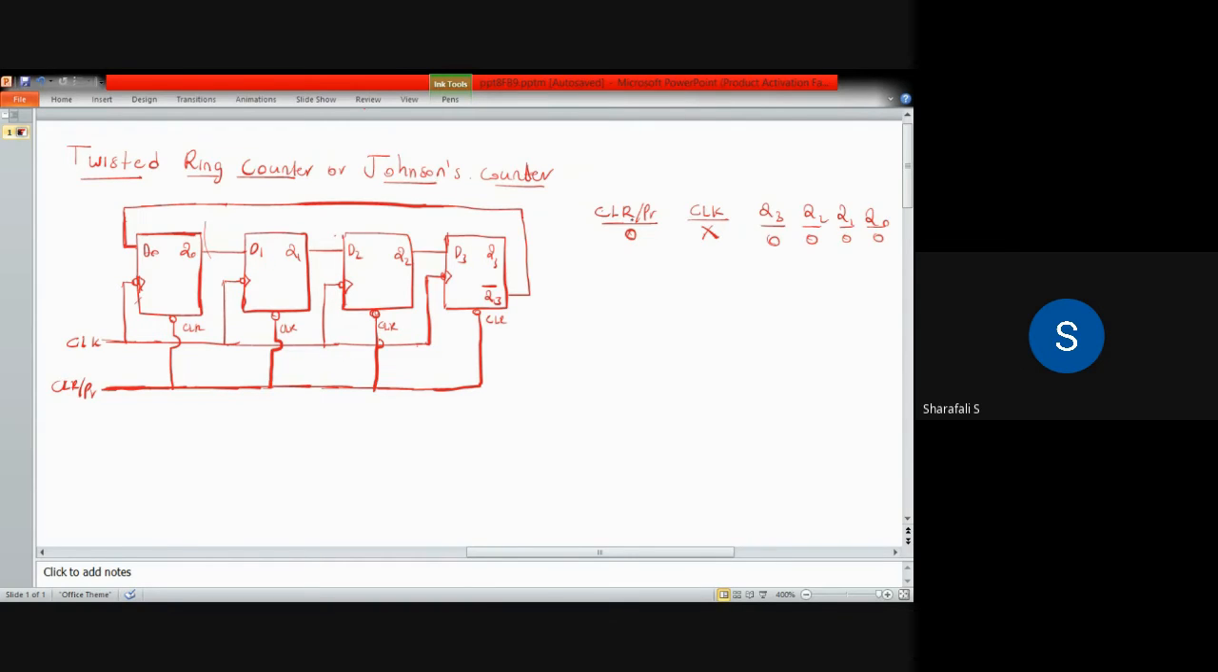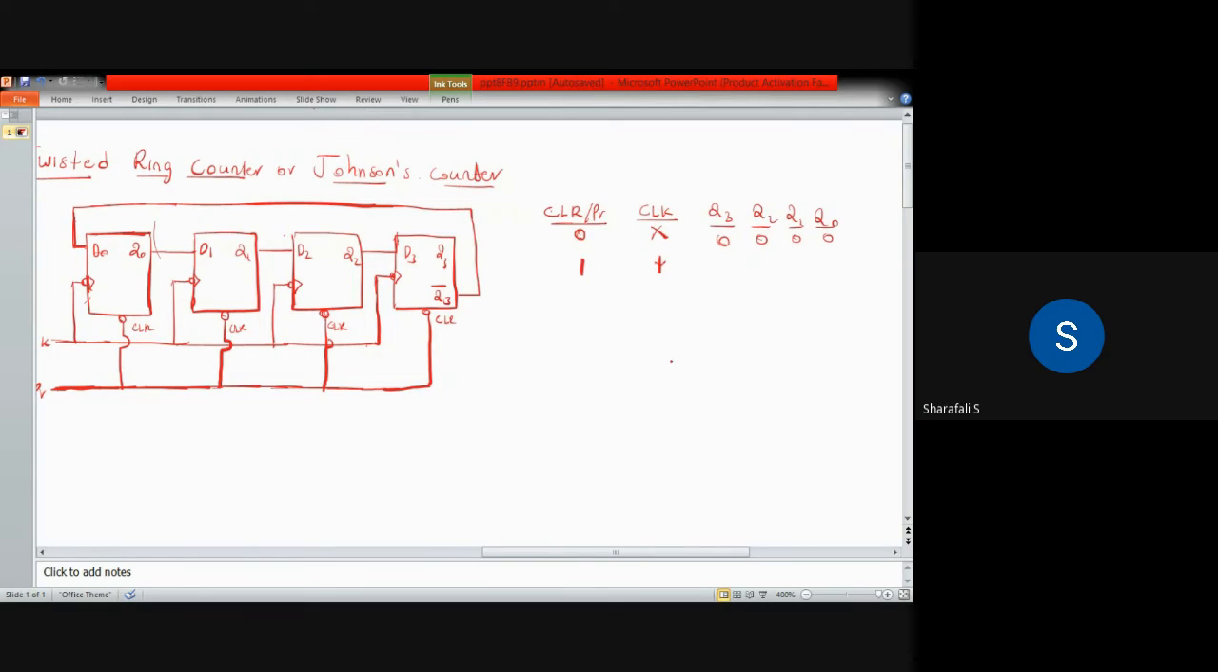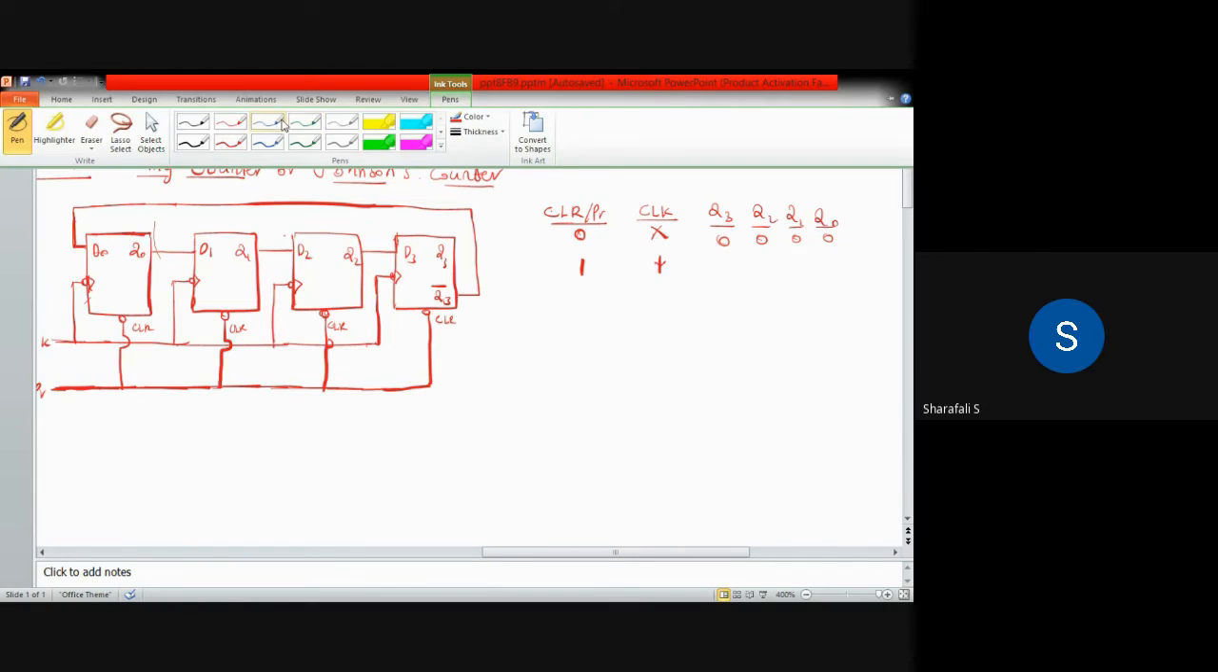Now when you are having this clear equal to 1, the clear is not enabled, so the clear function will not work. So at that time, if you are having that clock pulse at the negative edge, then for this case, what will be coming? In this case, this will become Q3. So you can see from here, I will explain that.